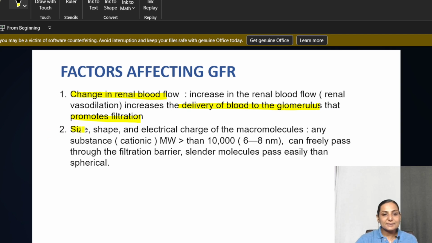Now the size, the shape, and the electrical charge of the macromolecules. So remember, the particles, especially positive, that is cationic, because the glomerular membrane has got negative charges. So cationic, that is positive particles which have got molecular weight less than 10,000, molecular weight less than, not more than, just make it correct, molecular weight less than 10,000, or the size is between 6 to 8 nanometers in diameter, can freely pass through the filtration barrier.